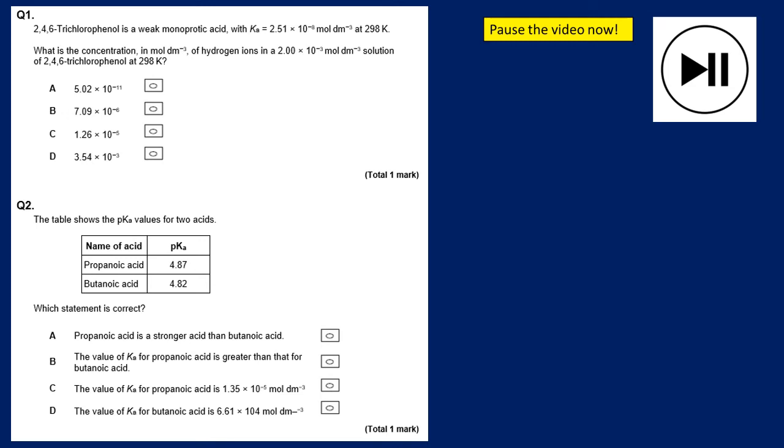Okay, so the first thing is they're trying to confuse you, or put you off balance, by using a pretty complex sounding name, 2,4,6 trichlorophenol. I don't really care about its name. We are told it's a weak monoprotic acid. So as far as I'm concerned, it could just be called Derek. It's a weak monoprotic acid, which means it dissociates to produce 1 mole of H plus and A minus, in an equilibrium, because it's weak.